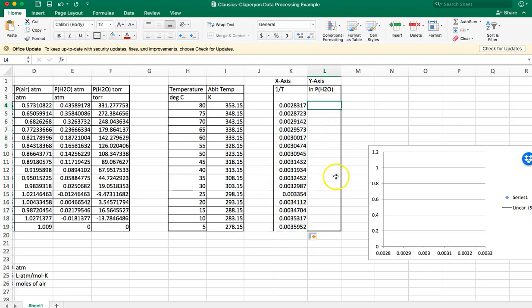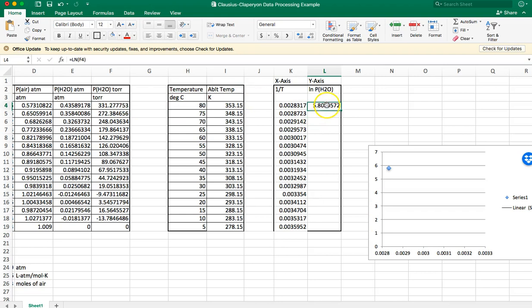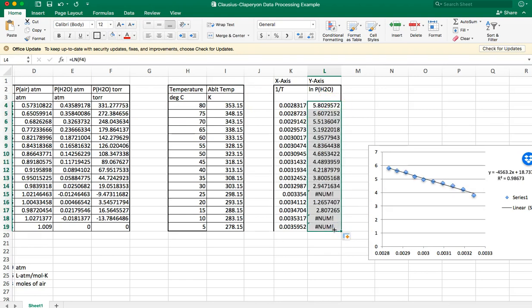To do the natural log of the partial pressure of water, we hit equals and type in just ln, and it will give you a list of functions. You don't have to click on it. You could if you want. The way you want to activate it is you just open up the parentheses. Now Excel knows you're doing the natural log. Click on the number you want to do the natural log of, close parentheses, and there we go. And if you're ever unsure, you can always double check with a calculator.